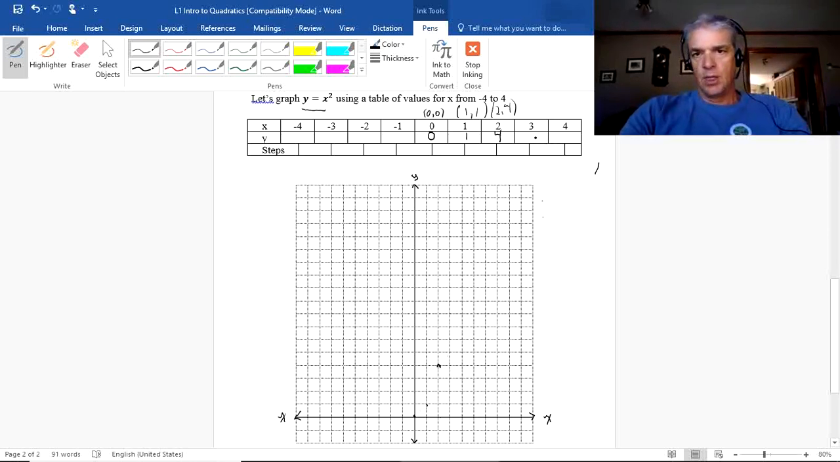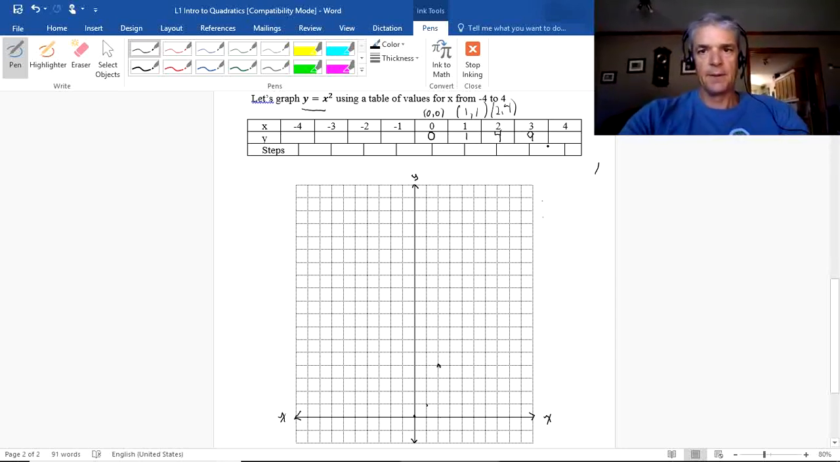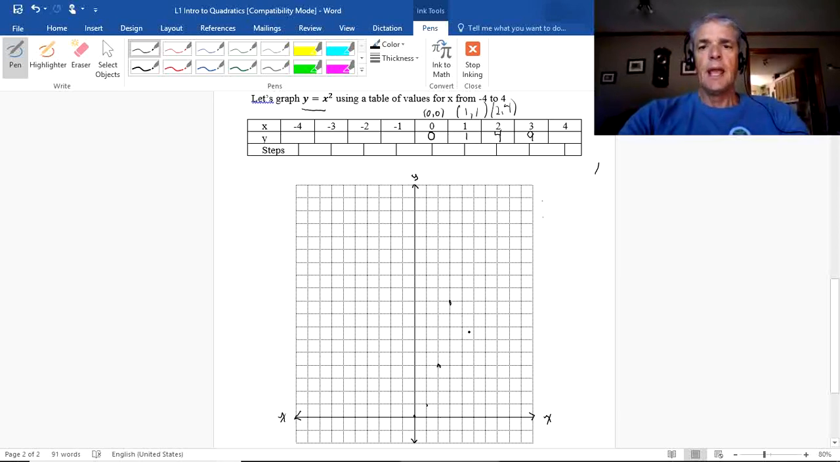I'm going to use the value of x equals 3 this time and see what we come up with. So y equals 3 squared. Well, 3 times 3 is 9. So I can put 9 in here, okay? Let's plot that point. 1, 2, 3, and then I've got to count up 9: 1, 2, 3, 4, 5, 6, 7, 8, 9. Okay.